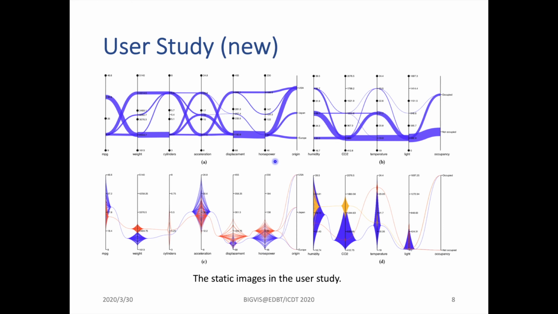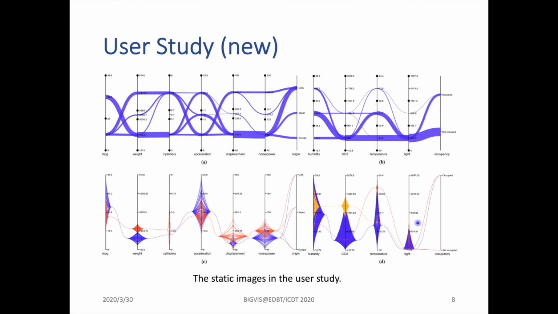Furthermore, according to the reviewers' comments, we also evaluated our method with a comparative user study. This user study is not included in the paper. We compared our method with another edge bundling parallel coordinates plot. These figures are the static images used in the user study. Figure A and B are the visualization of our approach of the cars dataset and the office dataset. Figure C and D are the visualization of the compared method of the same dataset.